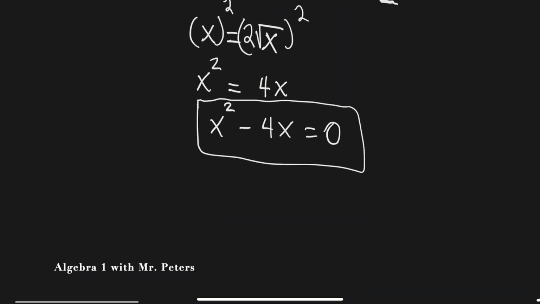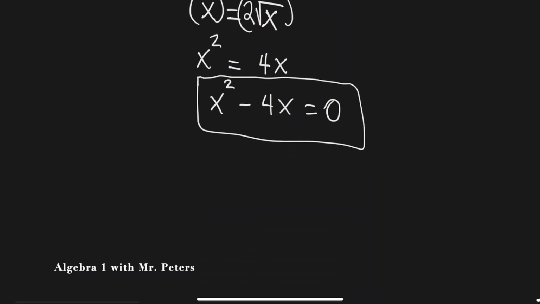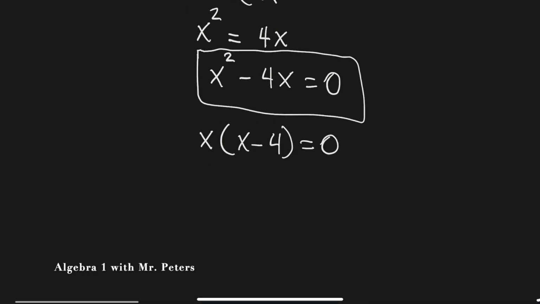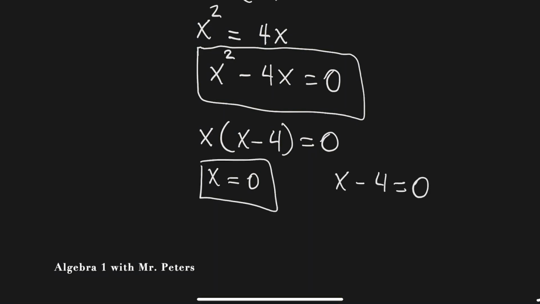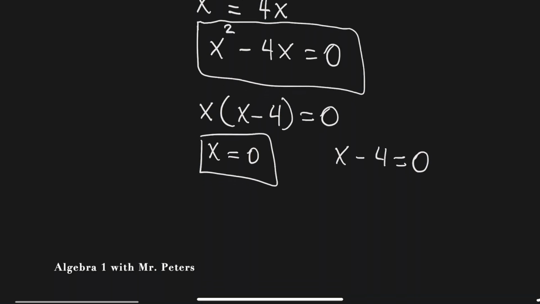So now if I want to finish factoring it, let's pull out x. So I pull out x, I have x minus 4 is equal to 0. So I know one of my factors, x is equal to 0, and then I set x minus 4 equal to 0. And as a result, I'm going to get x is equal to positive 4.